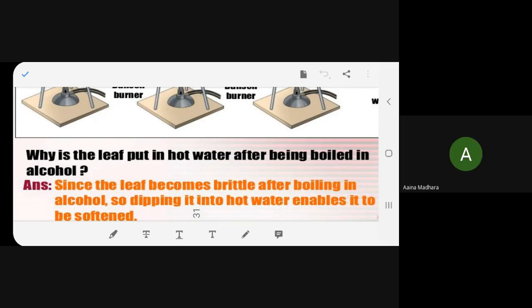Now, the leaf becomes brittle. What is the meaning of brittle? It becomes crisp like a wafer. It may break. I don't want that sort of leaf. I want a soft leaf. So what do I do? I put it again in hot water so that it becomes soft. You understand? Okay.